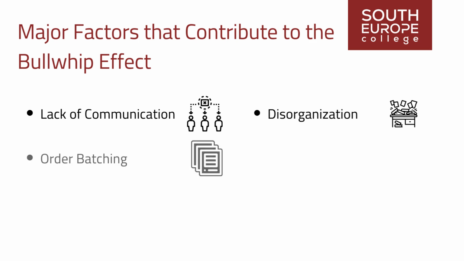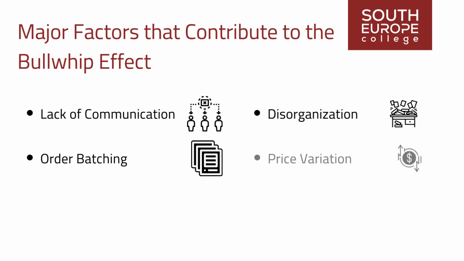Order batching. Firms may not place orders to the suppliers in real time, often accumulating the demand first. Mostly companies order on a weekly or monthly basis. This creates variability in the demand of products as, for instance, a surge in demand may take place at some stage, followed by no demand after.